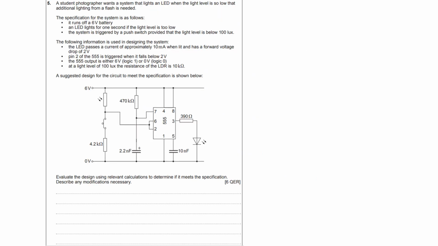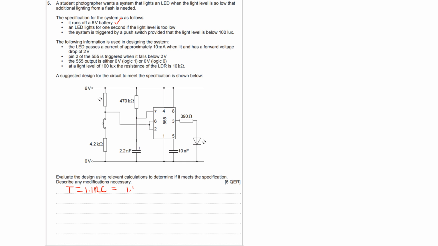Right, on this one, there's a few bullet points, so you need to address them. The specification says it runs off a 6-volt power supply. Well, I can see that's correct, so mention that the spec is okay. An LED lights for 1 second if the light level is too low. So I'm going to check that this is 1 second. So time is 1.1 RC.